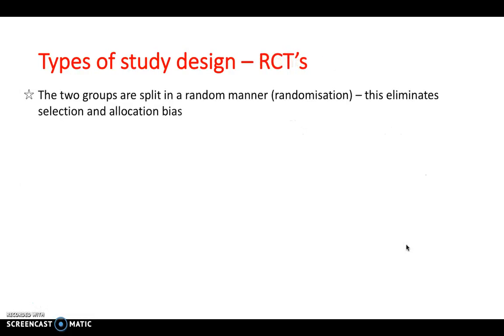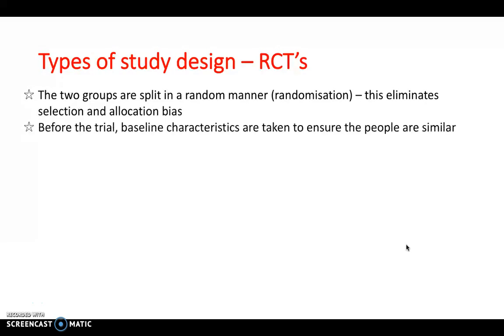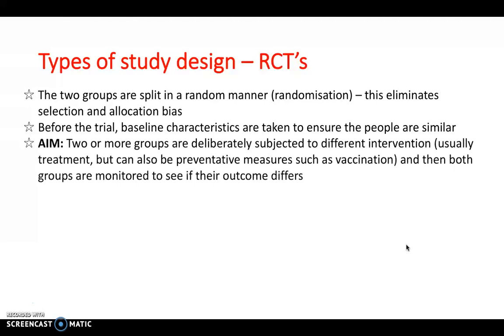Randomized controlled trials are another type of study design, and essentially you get two groups which are split in a completely random manner, and that's essentially what randomization means. By doing this, it eliminates selection and allocation bias. Before this, we take the baseline characteristics of each group to ensure that the people in both groups are similar. Then they're subjected purposely to different interventions, and this usually comes into fact with treatment, so placebos versus actual treatment, also with preventative measures such as vaccination, and then both groups are monitored to see if their outcomes differ.